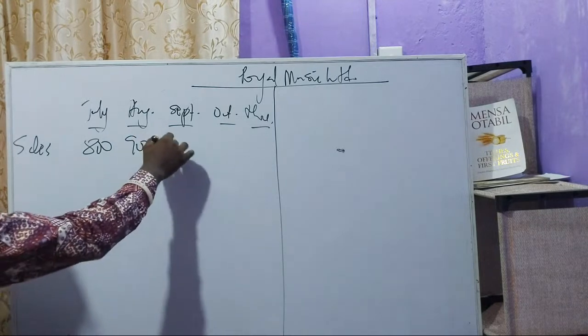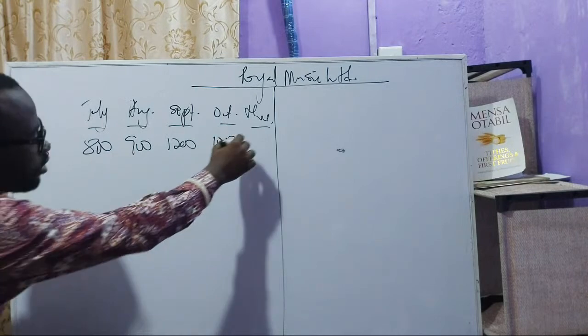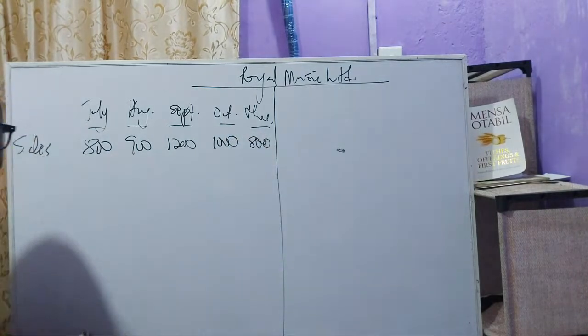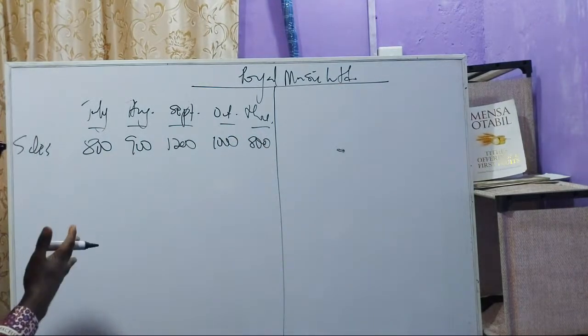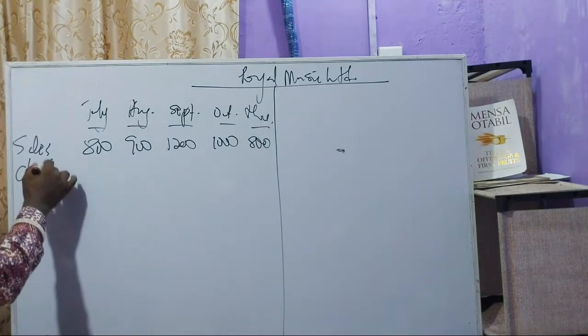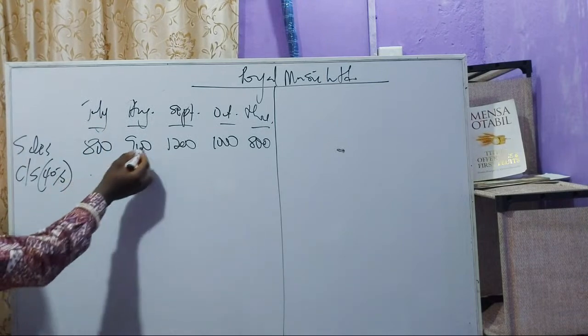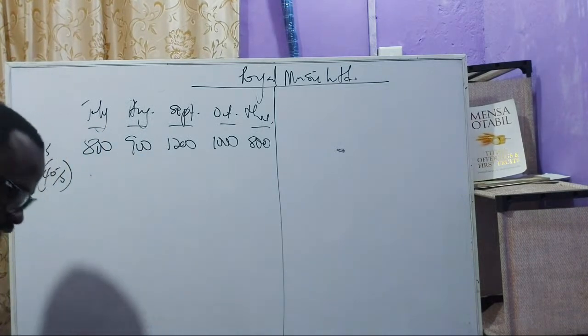We are given the sales for this period respectively 800, 900, 1,000, 1,000, and 800. So these are the budgeted sales. But we are looking for the closing stock. The closing stock is 40% of next month's sales. So if you want the closing stock for July, it's going to be 40% of the 900.